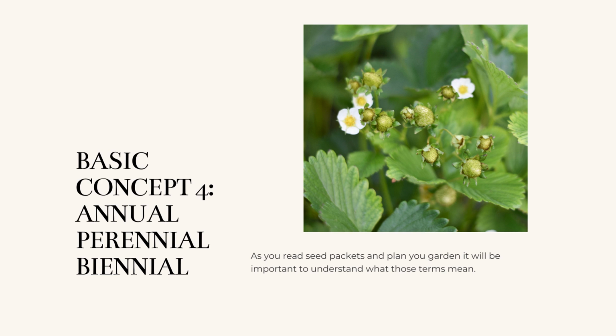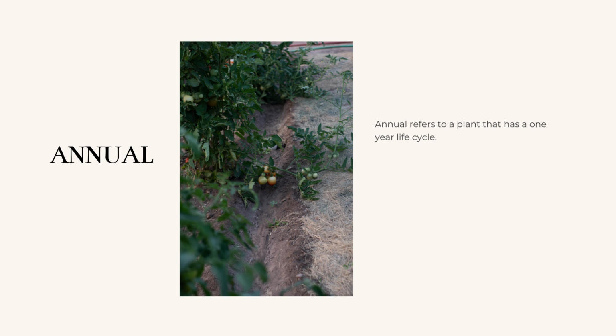Some terms to know that I had a hard time keeping straight when I started gardening were annual, perennial, and biennial. As you read seed packets and plant labels, it will be important to know what those words mean. So let's talk about the first one, annual.